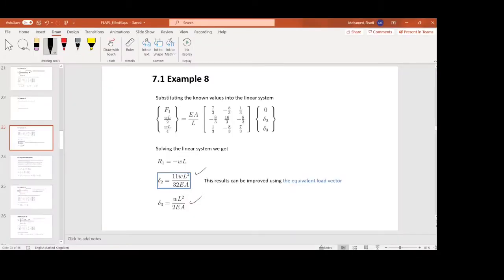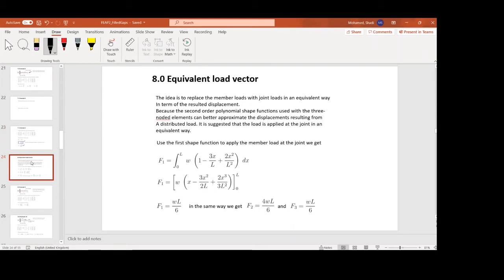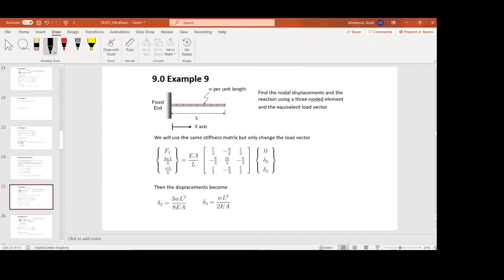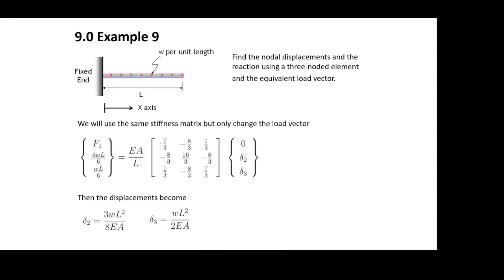To solve the problem again, this time I want you to use the equivalent load vector. This is the same problem we solved in the last lecture, where we used an equivalent load vector. Now we are going to change the equivalent load vector. So instead of WL over 4, WL over 2 and WL over 4, we have WL over 6, 4 WL over 6, and WL over 6, and we have F1. Obviously, F1 is whatever reaction you have in there added to WL over 6. So you can use this equation in order to find the reaction.